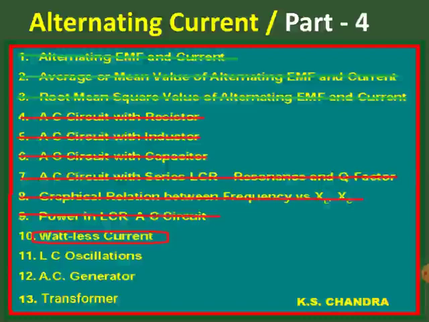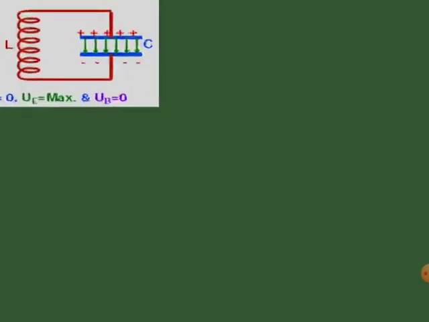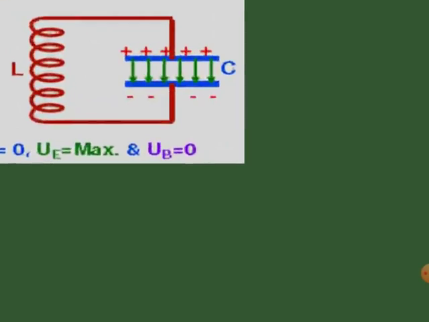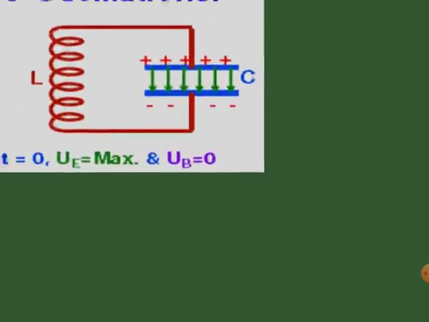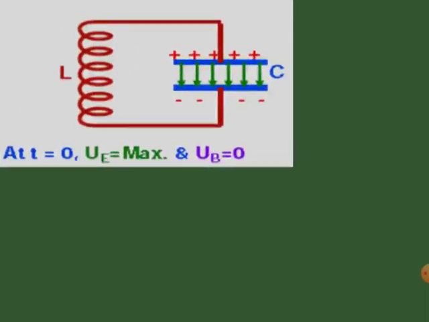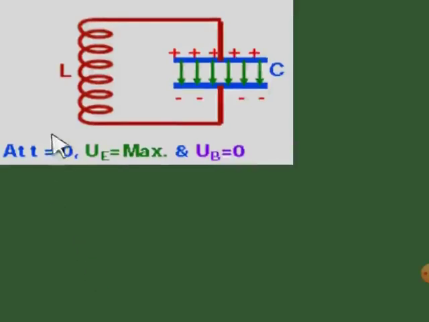Now let's directly switch to LC oscillation. LC oscillation is nothing but a simple combination of L and C in parallel. So this is the inductor, and it has been connected with the capacitor in parallel.